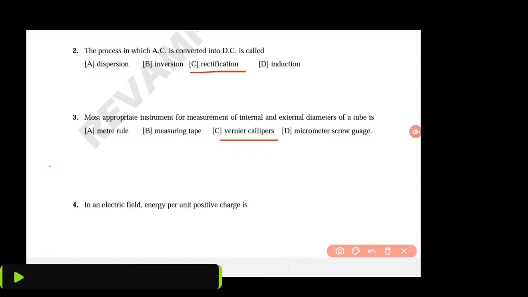You all agree with me? That is the first topic in your year 10 physics, that is measurement of physical quantity. So the correct option here is vernier calipers. Okay, now let's go quickly to question number 4.